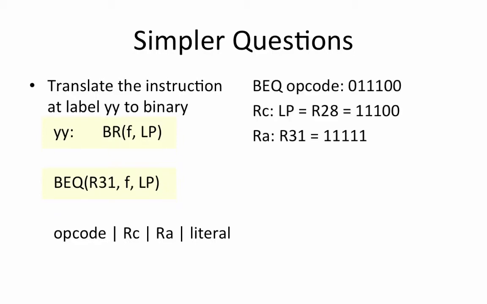The opcode for BEQ is 011100. RC equals LP, which is register R28. The 5-bit encoding of 28 is 11100. RA is R31, whose encoding is 11111. Now we need to determine the value of the literal in this instruction.